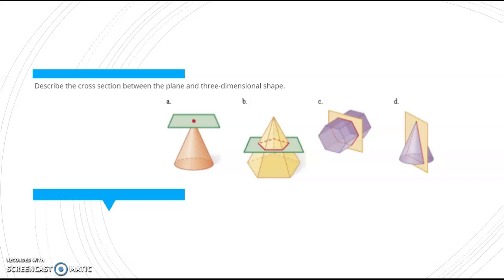If I were to cut my cone right at the top, my cross section would just be a point. I don't have a full shape, I just have a point. If I were to cut this pyramid, this pentagonal pyramid, I would form a pentagon. I can cut this hexagonal pyramid and form a hexagon.